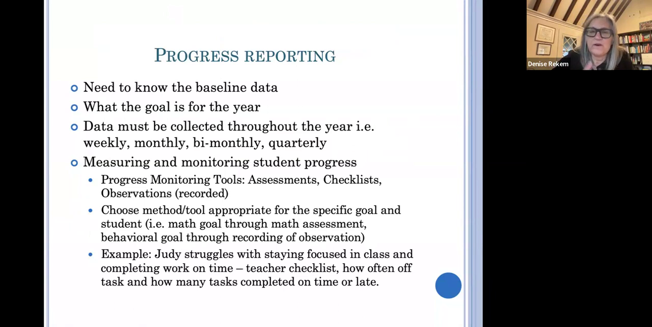How's the school going to know? How's the parent going to know? So they should be collecting data, depending on the disability. It could be weekly, monthly, it could be daily. If it's an autism program, there should be a lot of data. You're entitled to see the data.